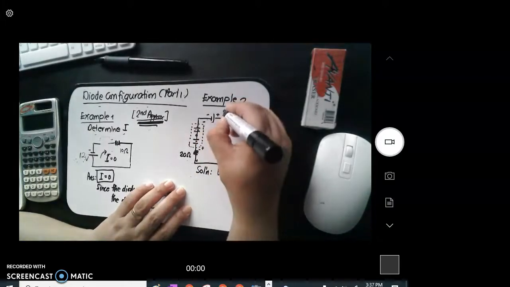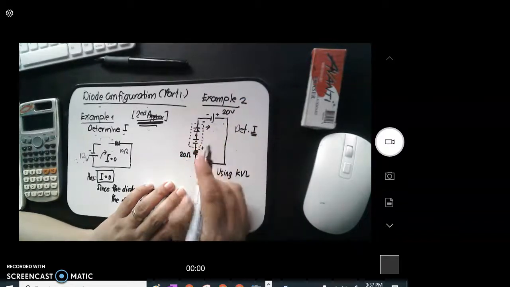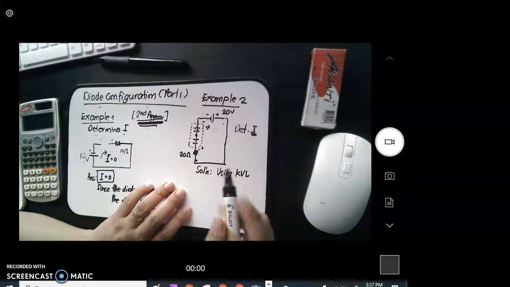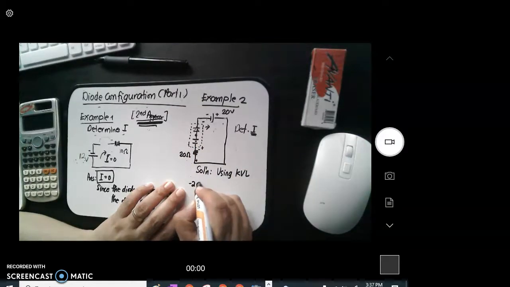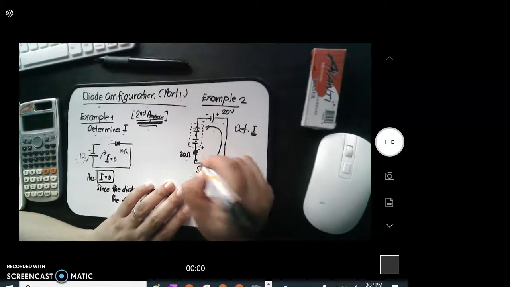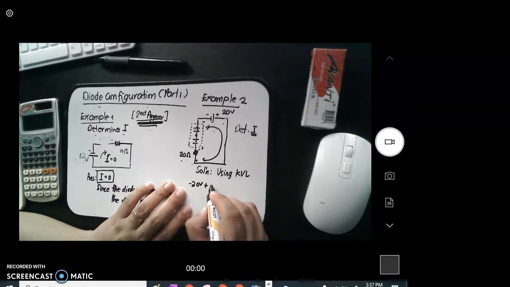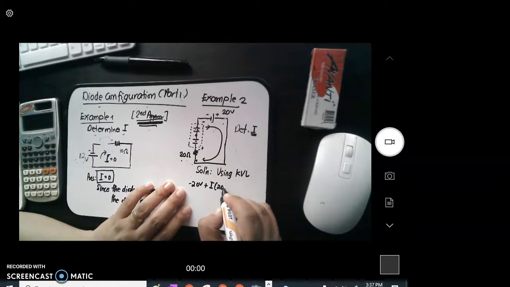So let me just rewrite the 20 volts here. Okay? I will enter first with the negative 20 volts. So my KVL now is negative 20 volts. Then let me go on with the loop. Then I will enter the voltage drop across your 20 ohms, and that is the positive current times resistance. That is now the voltage drop.